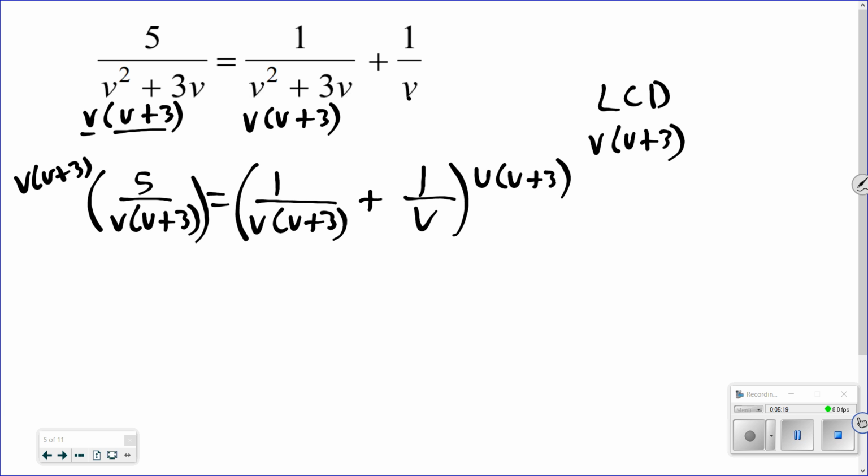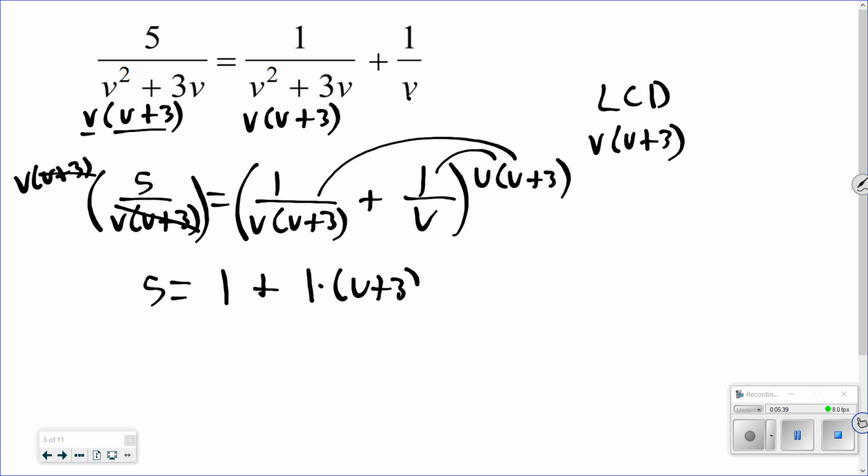Okay, so over here, that just cancels out completely. The v and the v cancel, the v plus 3 and the v plus 3 cancel. I have 5. Okay, over here, distribute through. Same thing. The v and the v plus 3 cancel with the v and the v plus 3. I just have 1. Times by the next one. The v and the v cancel on that one, which leaves me with 1 times v plus 3. And the 1 comes from here, and then I have that v plus 3 left over there when I multiply. Okay, again, use our good problem-solving skills. 5 equals 1 plus, distribute that 1 through.